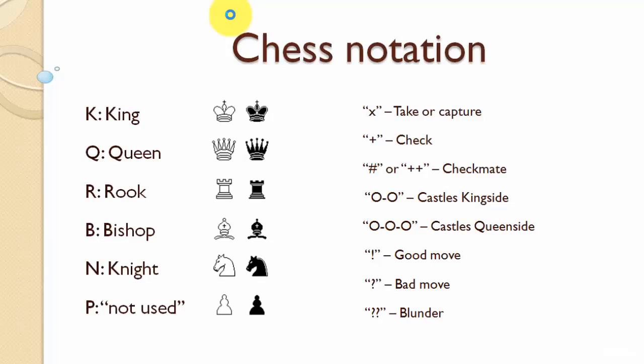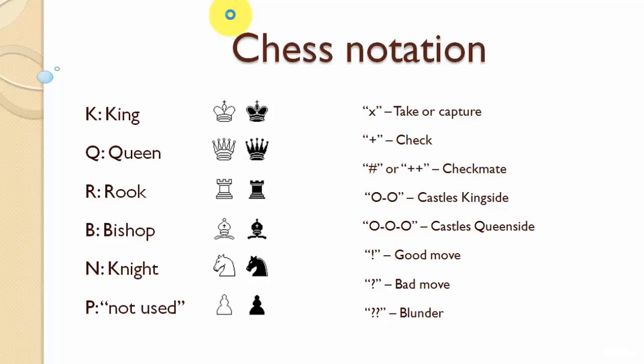The important thing to remember is how to identify the pieces you are moving. You just need to use a single capital letter. K for king, Q for queen, R for rook, B for bishop, N for knight. And note that P is not used. Chess players have agreed that a move without a letter, such as E4, for example, is understood to be a pawn move. You are almost ready to start using chess notation.